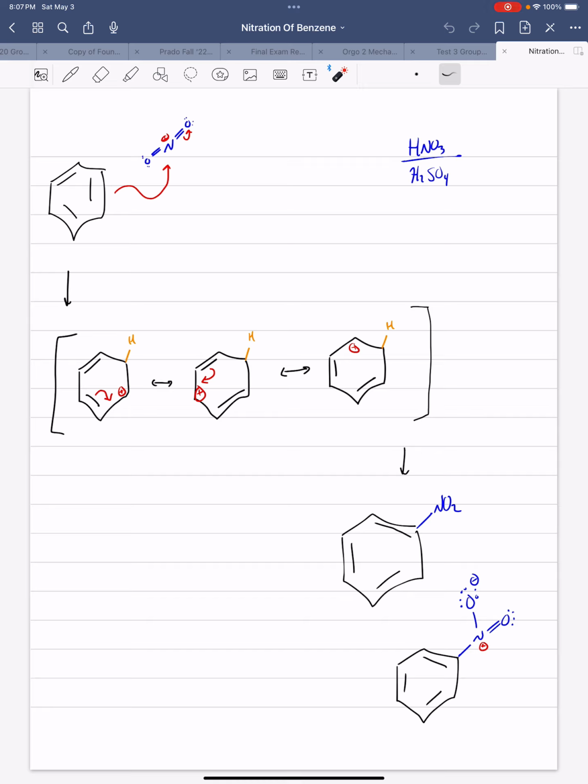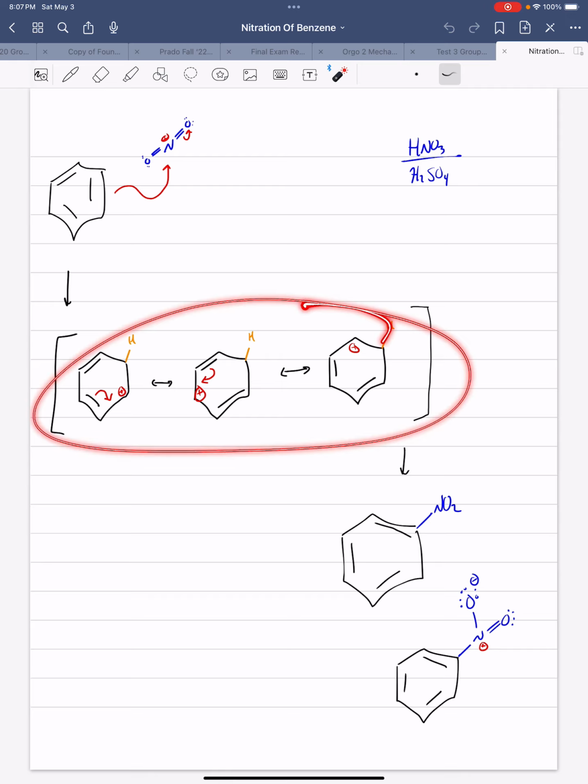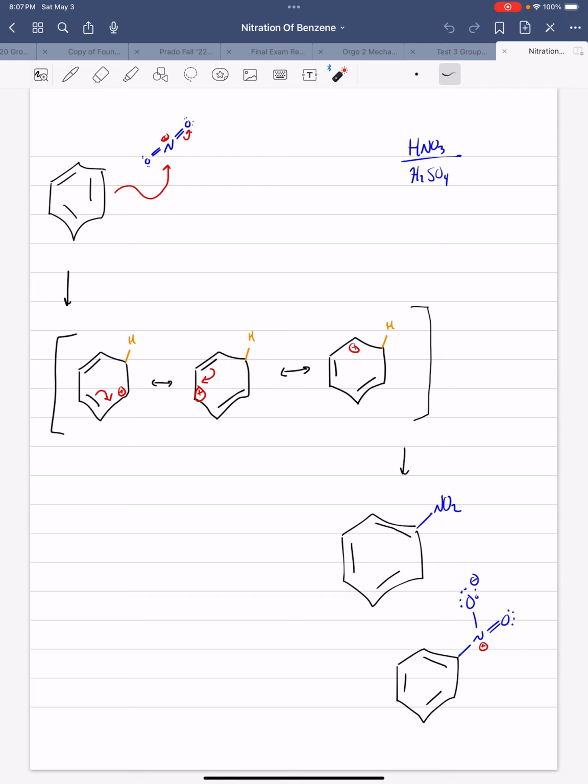The reagent for doing that is HNO3 over H2SO4. And let's see if we can walk through this mechanism. As usual, this inside the brackets is what we call a sigma complex, or just benzene resonance. So first thing that happens is this pi bond is going to reach out and attack that nitrogen. That's too many bonds for nitrogen, so this oxygen is going to resonate up top like that.